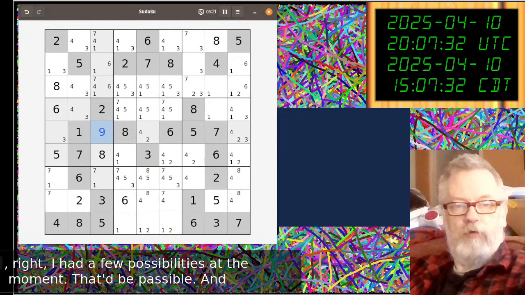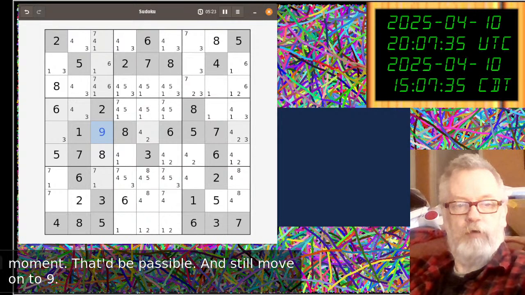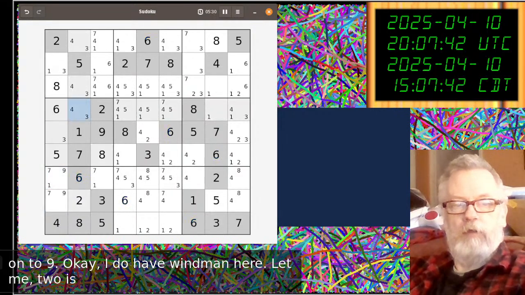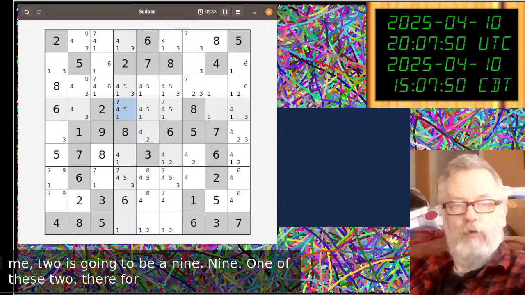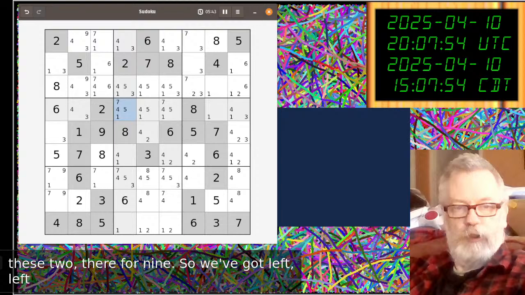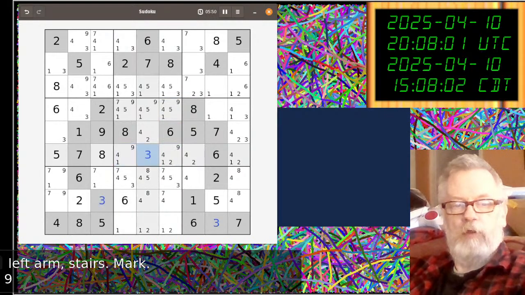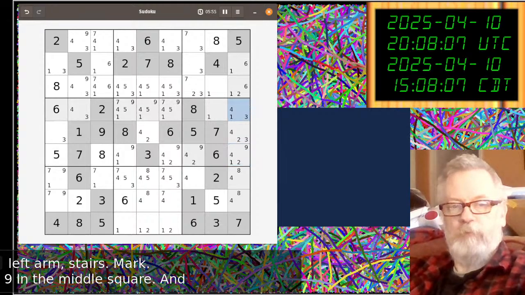Okay, I do have at least one 9 here. That means that one of these 2 is going to be a 9, an 8, 9. One of these 2, therefore, will be 9. So we've got the left column of squares marked. I've got 5 possibilities for 9 in the middle square and 4 in the middle right square.